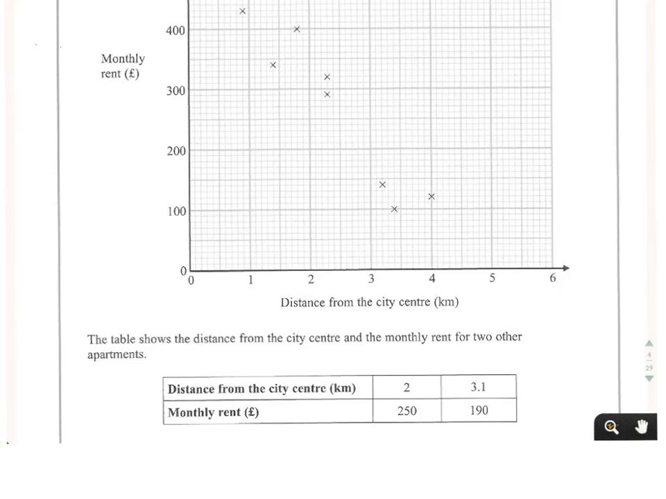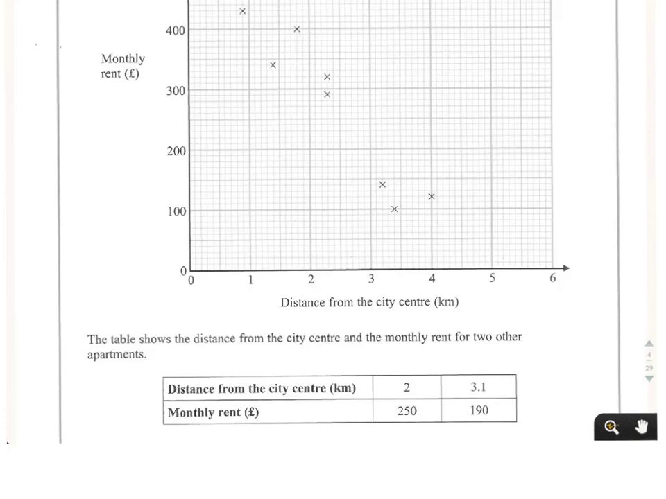So a scatter diagram question. We're told the table shows the distance from the city centre and the monthly rent for two other apartments. So we have to plot this information on the scatter graph, we then have to describe the relationship, and then we have to work out the estimated monthly rent if we're 2.8 kilometres from the city centre. So we'll start with the plot.